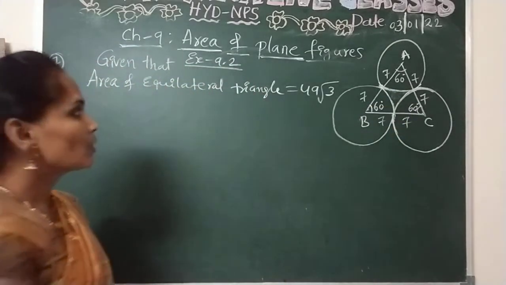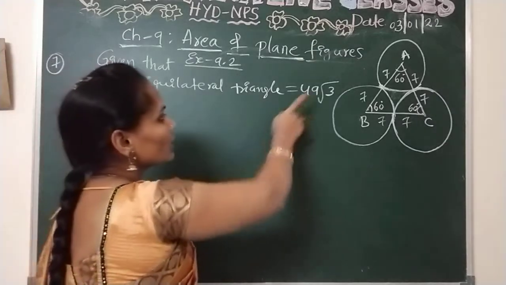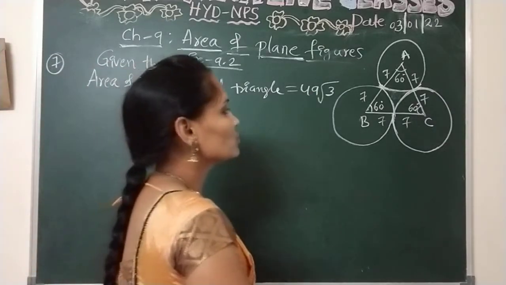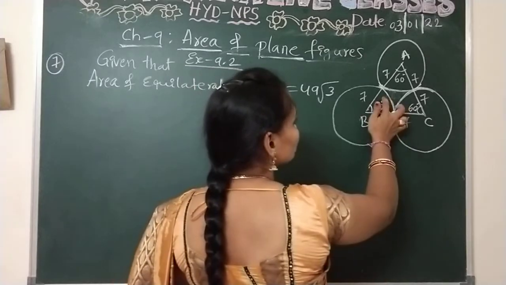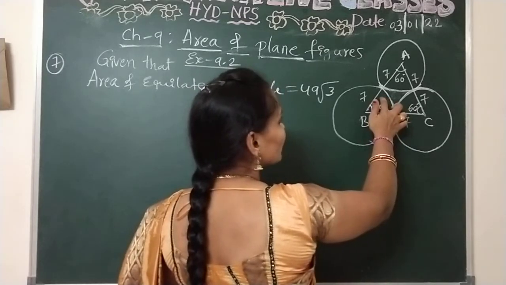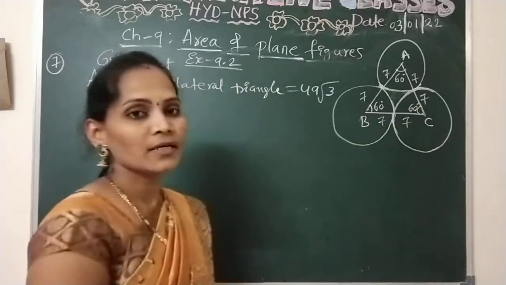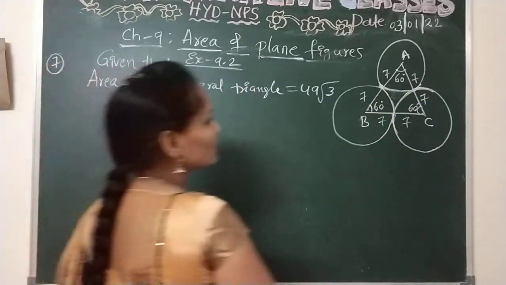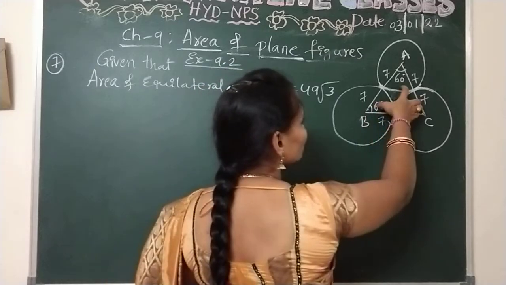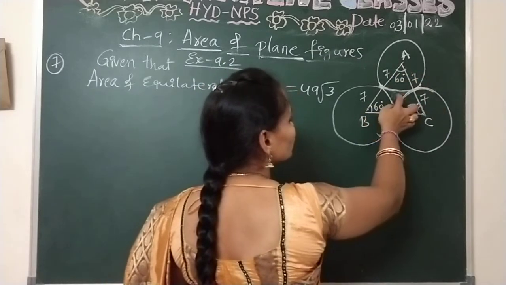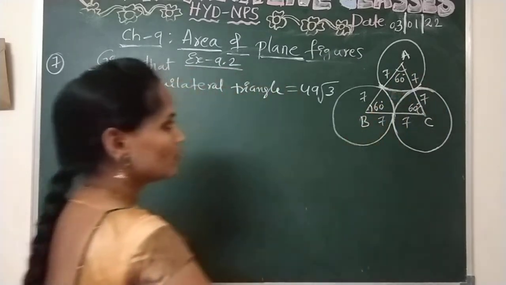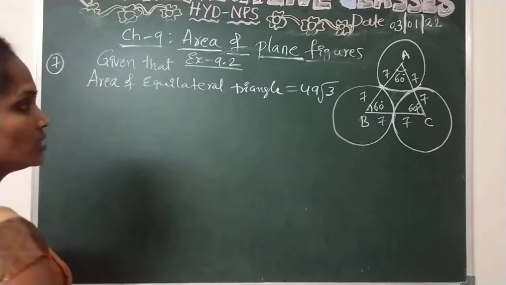Very simple. The area of the equilateral triangle, 49√3, is already given. Just find the area of a sector using these values, and multiply by 3. Why? Because there are 3 sectors here. After getting the area of 3 sectors, subtract it from the area of the triangle. Then you will get the area of the middle portion which is not included in the circles.